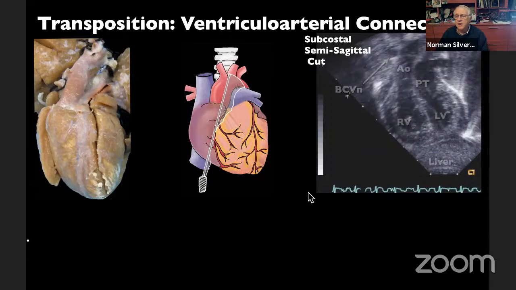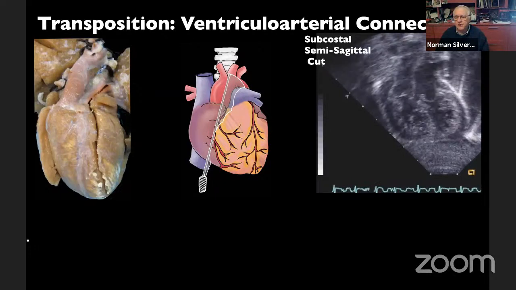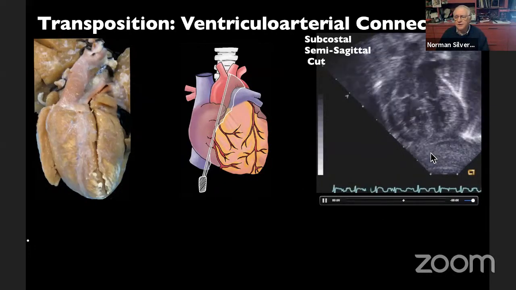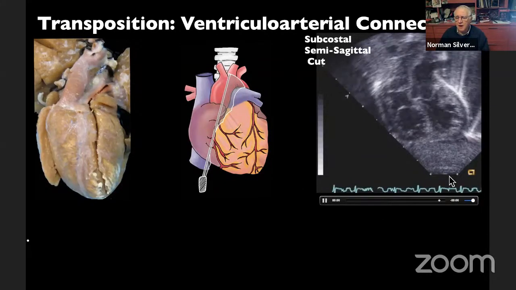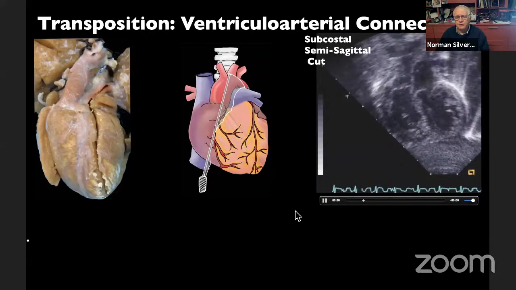And there you see the aorta and pulmonary trunk and the classical motion that is present here, and the fact that the liver is seen underneath the diaphragm because this is placed in the subcostal or subxiphoid position.